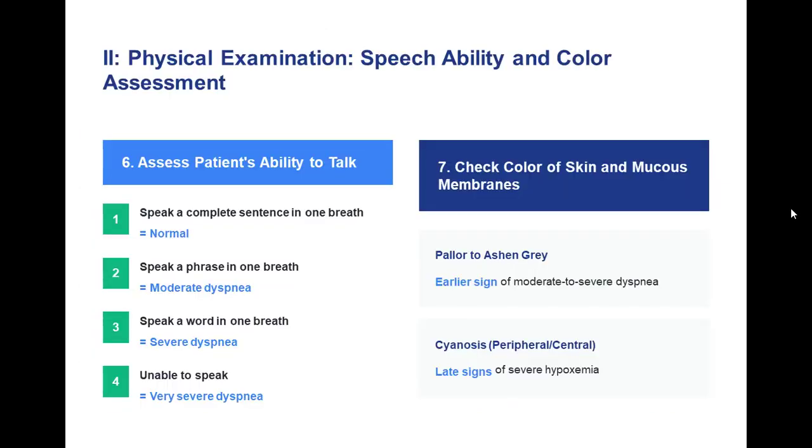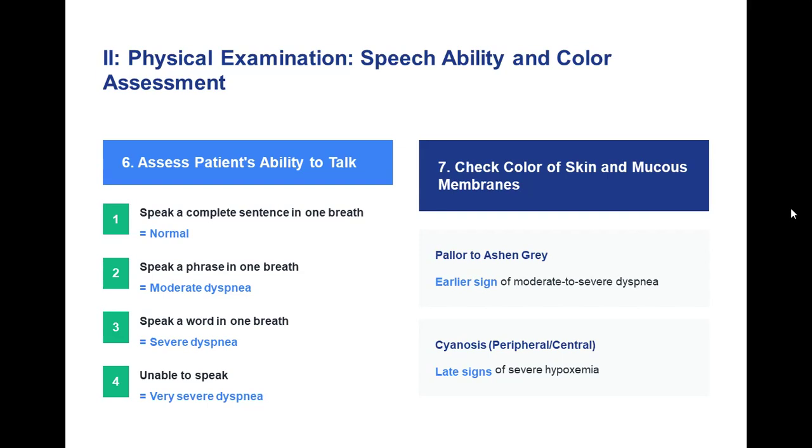Next, we have two quick but vital inspection-based assessments. The sixth is to assess the patient's ability to talk. This provides an instant functional grading of their distress level. If a patient can speak a complete sentence in one breath, their status is considered normal. If they can only speak a phrase in one breath, they have moderate dyspnea. If they are reduced to speaking only a single word in one breath, this is severe dyspnea. And of course, being unable to speak at all indicates very severe dyspnea.